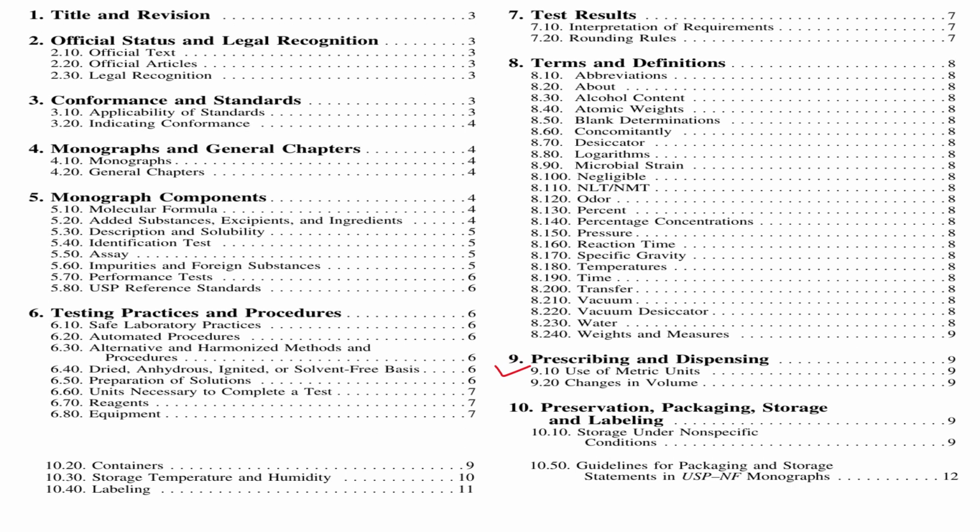So here we are going to discuss section 9 of the general notices and requirements, that is prescribing and dispensing. In prescribing and dispensing we are going to discuss the subsections 9.10, use of metric units, and 9.20, that is change in volume, right?